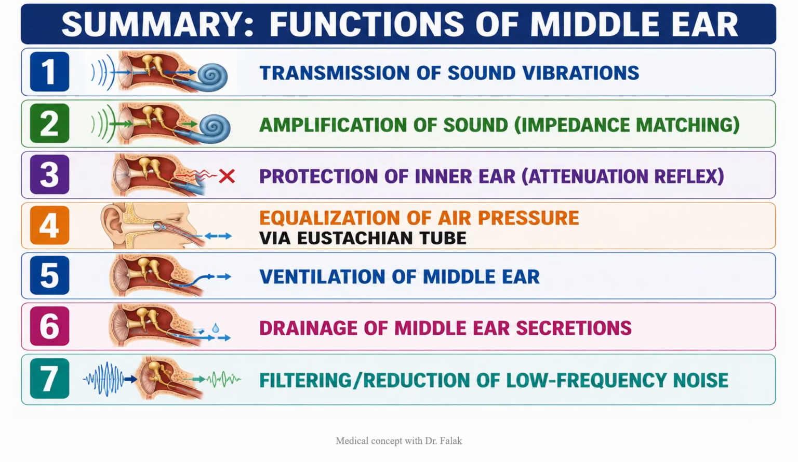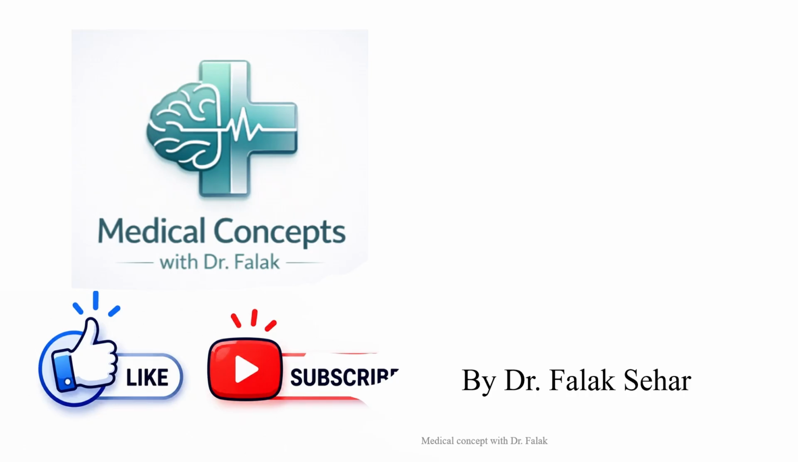Then we have the summary for the function of the middle ear. It's responsible for the transmission of sound vibration, amplification of the sound, which is especially known as impedance matching, protection of the inner ear through the attenuation reflex, equalization of the air pressure by means of the eustachian tube, ventilation of the middle ear, drainage of the middle ear secretion, and filtering or reduction of low frequency sound.